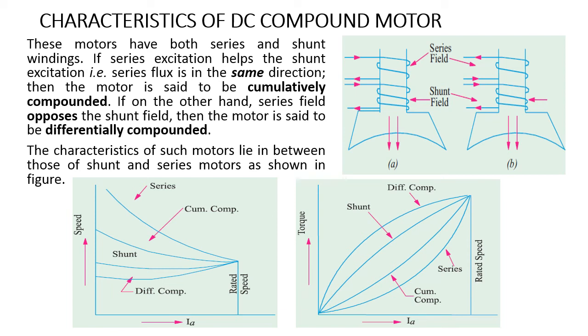The characteristics of such motors lie in between those of shunt and series motors as shown in the figure. Here the figures clearly show the characteristics of differentially compounded and cumulatively compounded motors. One is the speed versus Ia characteristic, the other is the torque versus Ia characteristic. The characteristics of these motors are always in between those of shunt and series motors.